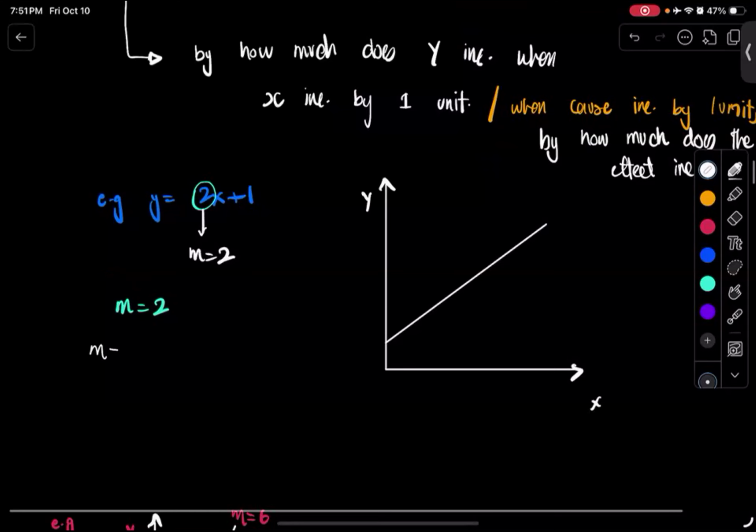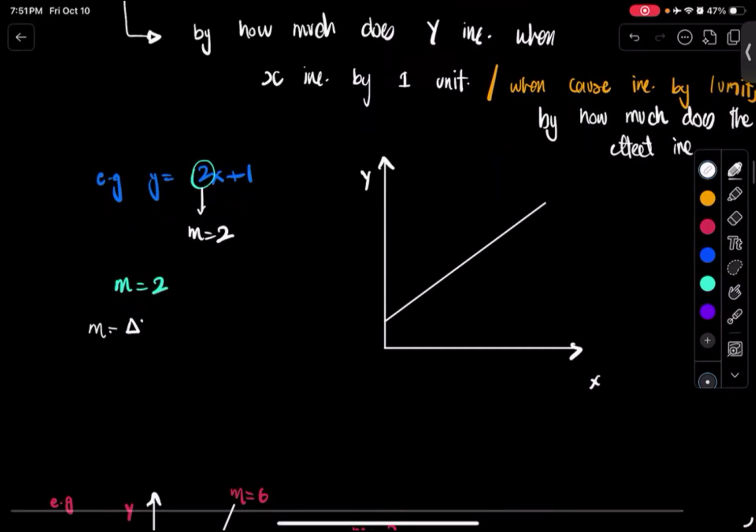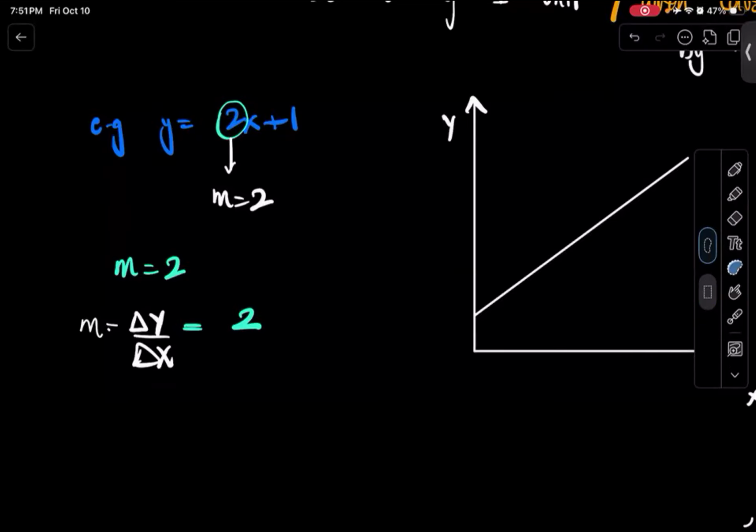Now, since gradient is basically change in y over change in x, and I got my answer as 2, I figured out already that the gradient is equal to 2. Now, what does that gradient m is equal to 2 mean? What do you think? Yes, Navia. What does m is equal to 2 mean?